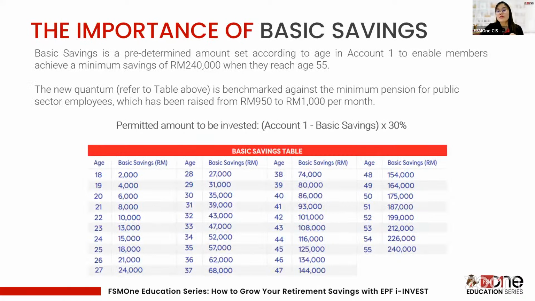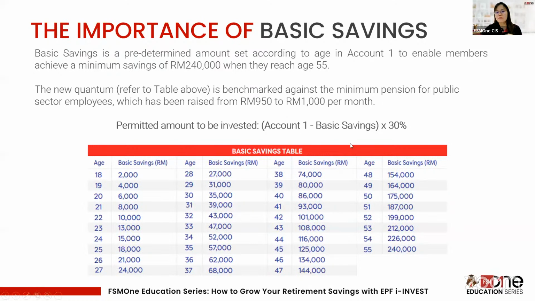Okay, here we come to the importance of the basic saving. Basic saving is a predetermined amount set according to the age to enable members to achieve a minimum saving of 240,000 ringgit when they reach the age of 55. The new quantum, as we can refer to the table here, is benchmarked against the minimum pension for public sector employees, which has been raised from 950 to 1,000 per month.